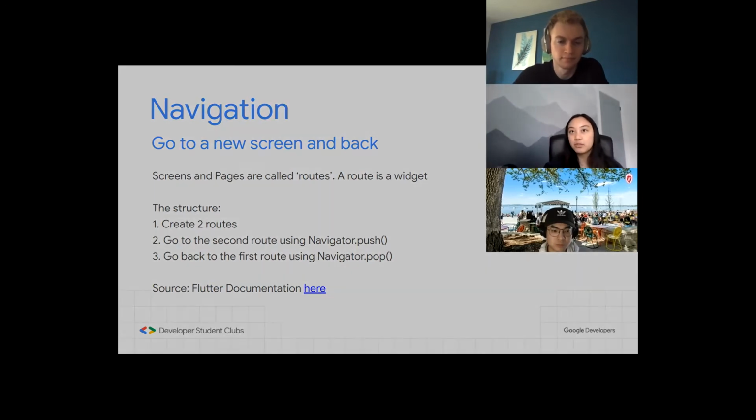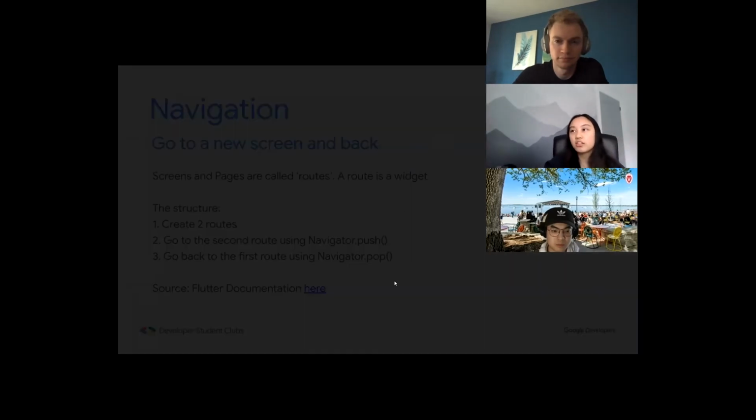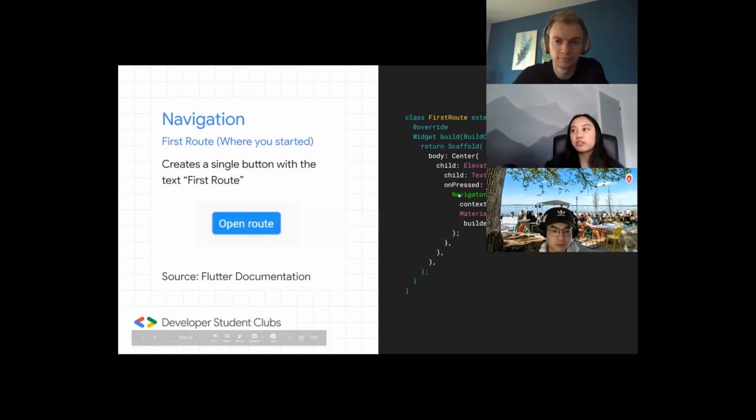So here's an example. This is you at your first route. All this code is the copy and paste of a general stateless widget. But in here, you'll notice that we have the center and then a button and then text. That text is open route. That's the example here. And when you press it, it's navigator push. So you're trying to go somewhere to another screen. In this sense, we're going to a second route. But yeah, that's just an example.